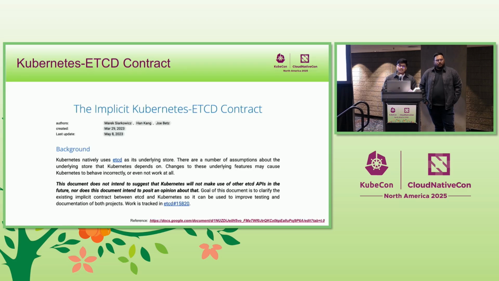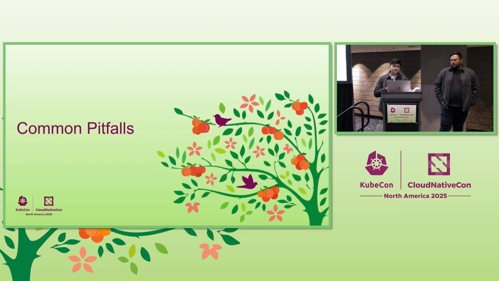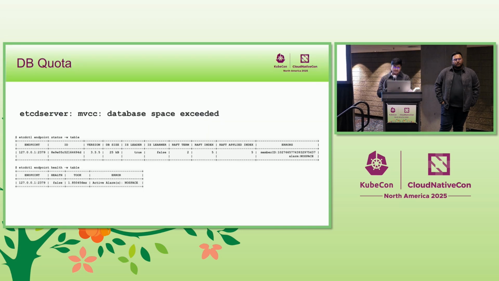So to avoid this problem, Kubernetes and etcd have a very well laid out contract, which basically says that Kubernetes depends a lot on etcd's underlying core logic and functions. And this document mainly reinforces that and makes the documentation and testing of both the projects more robust. So let's look at the common pitfalls that one might run into in running and managing their Kubernetes clusters.